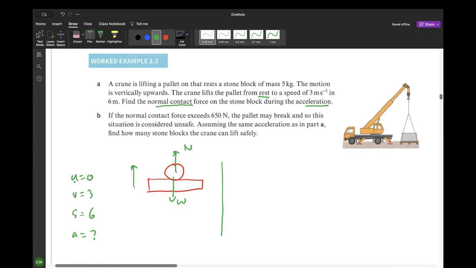What is the equation for SUVAT? This one will be v squared equals u squared plus 2as. Final speed is 3. Initial speed 0. s is 6. So what is a? So a will be 9 divided by 12, which is 0.75.